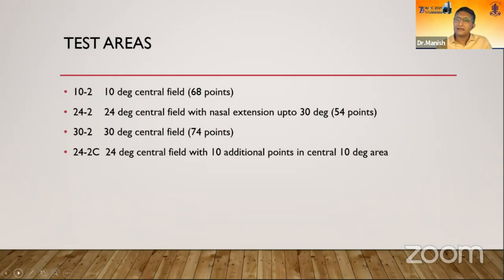And this was the test which used to be done more popularly. And even now, when you first see a patient, some experts still prefer to do a 30-2 as the first test. The new one which has come in is the 24-2C, which is the 24-2 test plus 10 additional points in the central 10-degree area. And we will be discussing this.